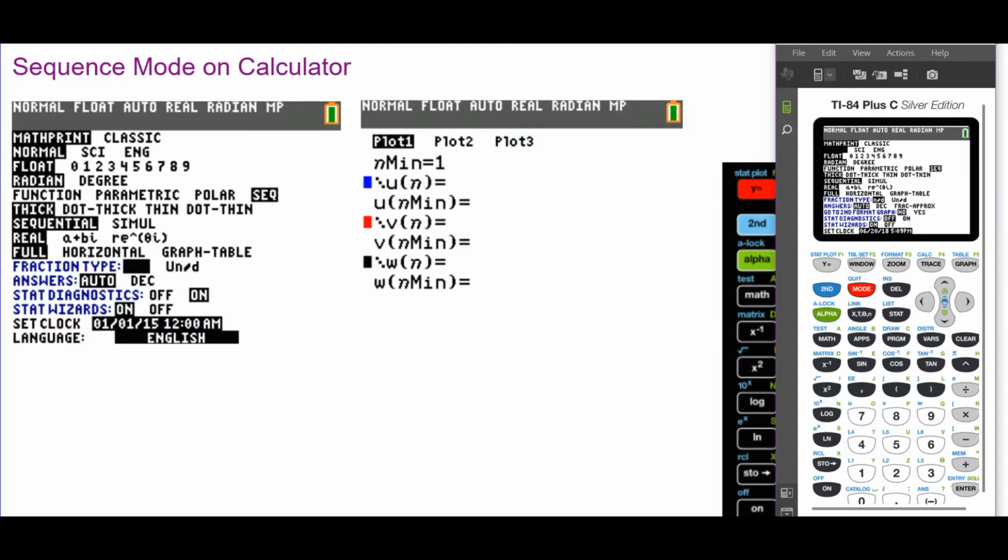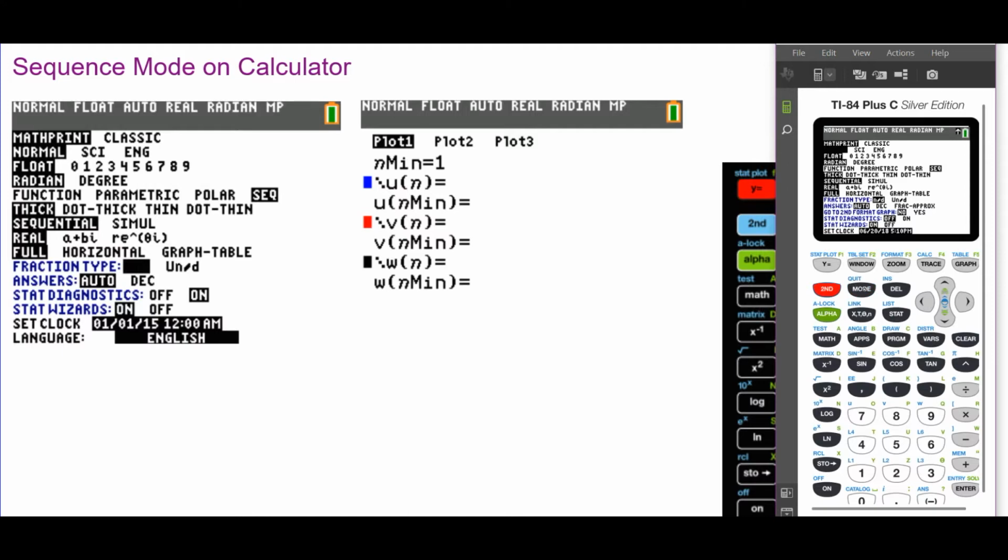Right, if we take a look at sequence mode on your calculator, the first thing that you want to do is go to your mode, and we want to go into sequence mode. So once you're in your mode, you're going to go down to the line that starts function, or yours might just say FUNC, and then you would have parametric, polar, and then the last option should be sequence, SEQ, or it may have the whole word sequence. So go down and enter on top of the SEQ to make sure that you're in sequence mode.